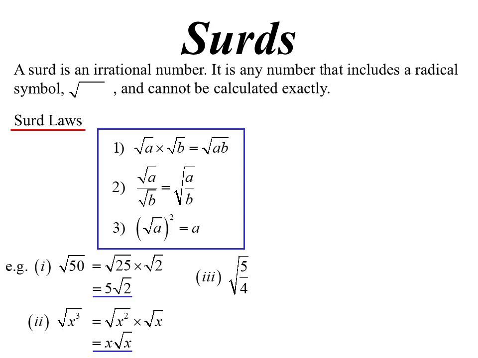Root 5 on 4, well, we can't find the square root of 5, but we certainly can find the square root of 4. That's where the second law comes in handy. So we can rewrite that as root 5 on 2. Root 20 on 9, well, both of those can be simplified. The top one goes to 2 root 5. The bottom, of course, square root of 9 is 3.